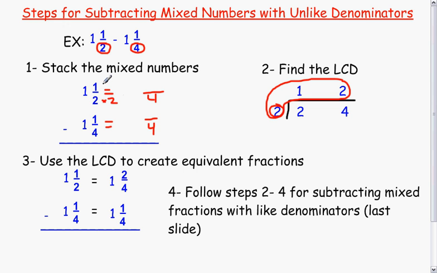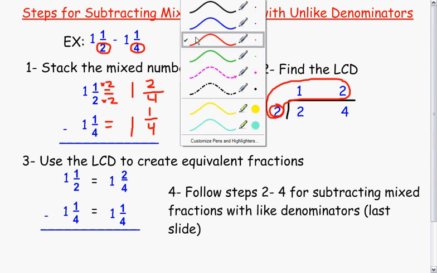Whatever I do to the denominator, I must also do to the numerator. 1 times 2 gives me 2. 1/2 is equal to 2/4. 1/4, as an equivalent fraction with 4 as the denominator, is just 1/4. They're the same number. I'm going to rewrite my mixed numbers now and bring them over. So now I have 1 and 2/4 minus 1 and 1/4.